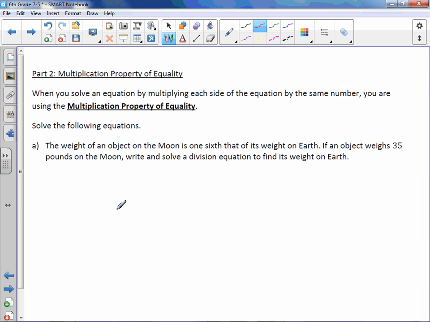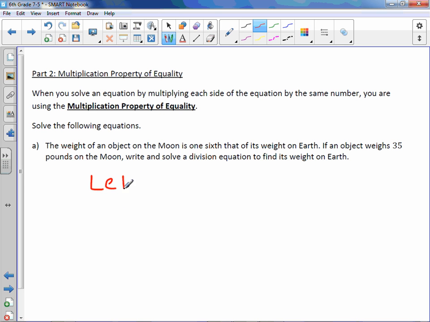When you solve an equation by multiplying each side of the equation by the same number, you are using the multiplication property of equality. Solve the following equations. The weight of an object on the moon is 1/6 that of its weight on Earth. If an object weighs 35 pounds on the moon, write and solve a division equation to find its weight on Earth.